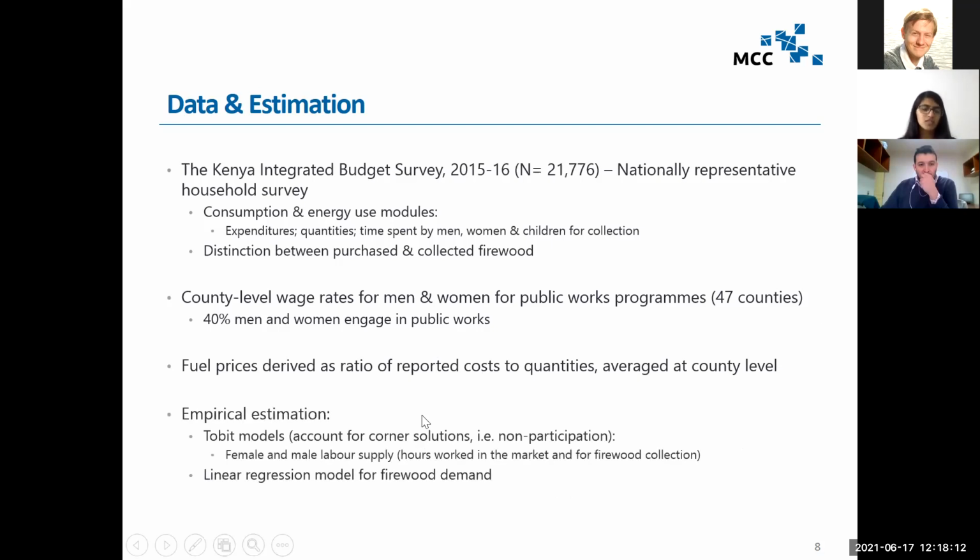The empirical estimation then has two steps. First, we look at the effects of energy prices on labor supply for men and women in terms of the hours they spend working in the market and for firewood collection. And here we use a Tobit model to account for non-participation, so the corner solutions. And then we look at separately whether energy prices and wage rates actually affect firewood demand, and we use a simple linear regression model for this.